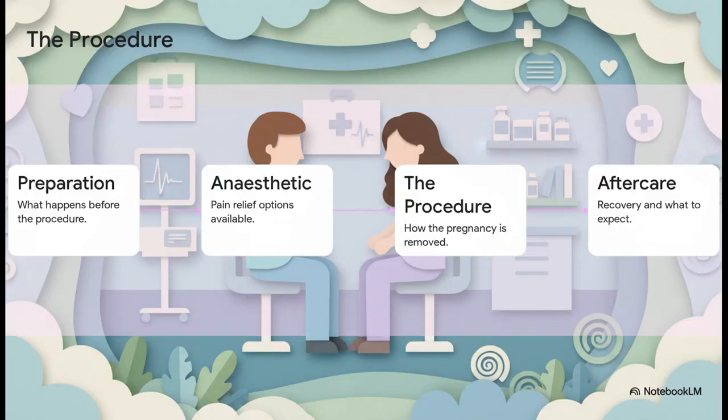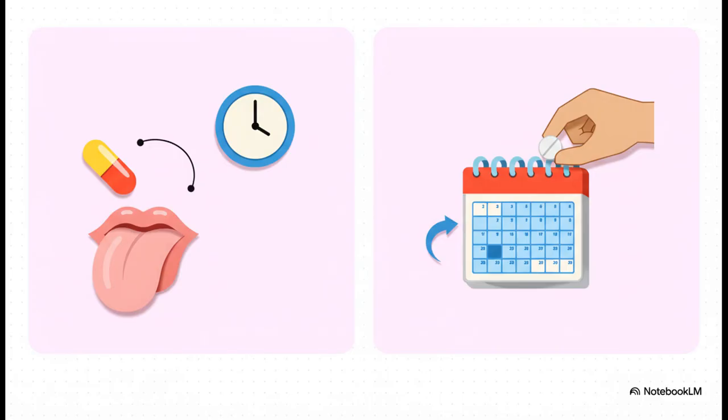The best way to do this is to structure your explanation chronologically. It just makes it so much easier for the patient to follow along. I really recommend these 4 steps: preparation, anesthetic, the procedure itself, and then aftercare. See how that breaks a pretty daunting process down into smaller, manageable chunks? So let's start with preparation.